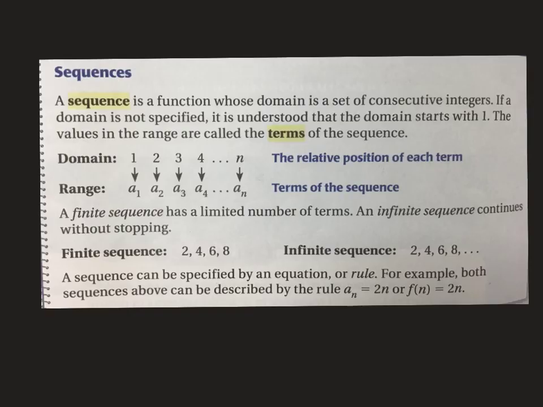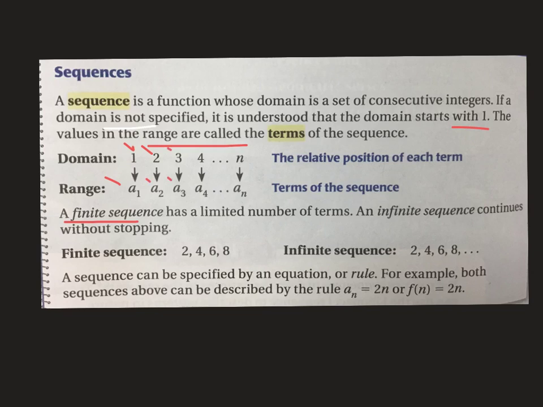Sequences. A sequence is a function whose domain is a set of consecutive integers. If a domain is not specified, it is understood the domain starts with 1. The values in the range are called the terms. First of all, domain and range. Domain is the term number. The range is the actual number, the number in the sequence. So, term number in the sequence.